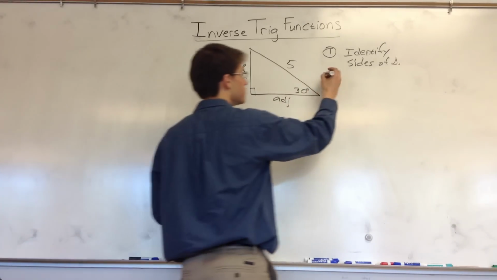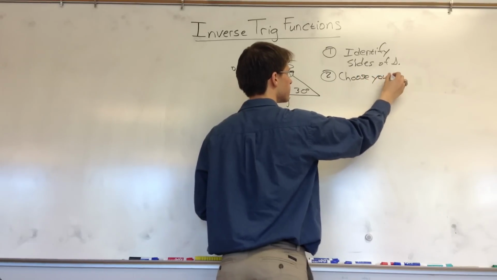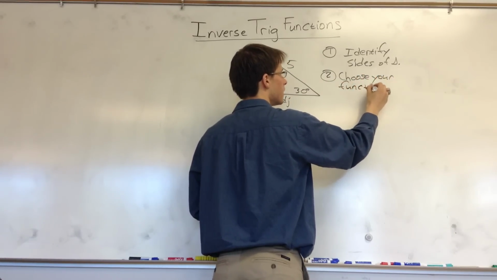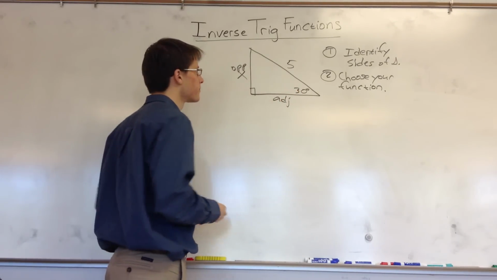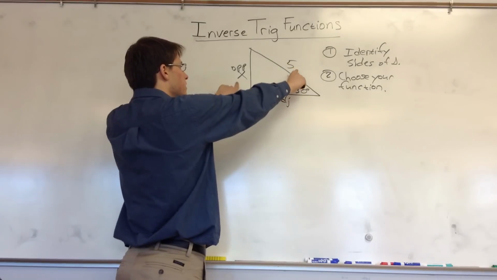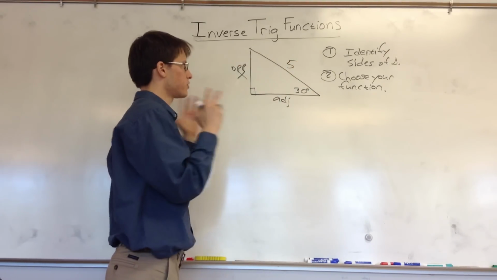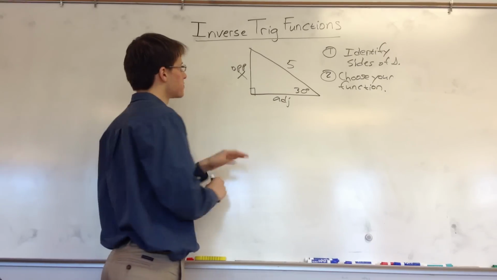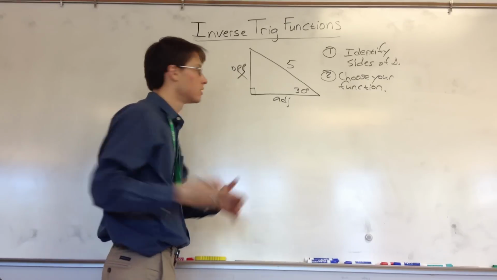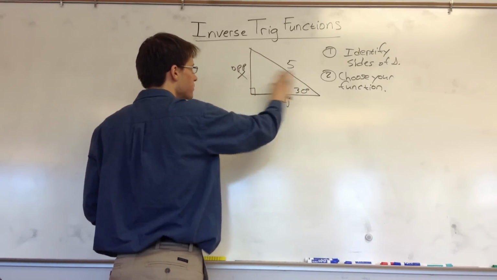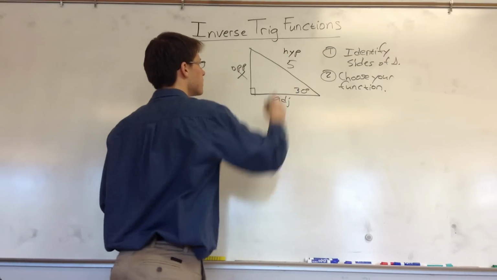And then the second thing to do is choose your function. In order to choose your function, you're obviously going to use the angle given to you. And then you want to use two sides, one of them the side that you want, and the other the side that you're given. One side should always be x, and the other side should be any other side that you know. So in this case, we know our angle is 30, and the two sides we can pick are x and the hypotenuse, which is 5. I forgot to label that one.